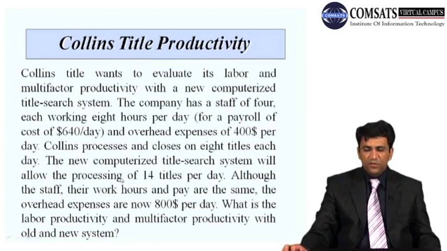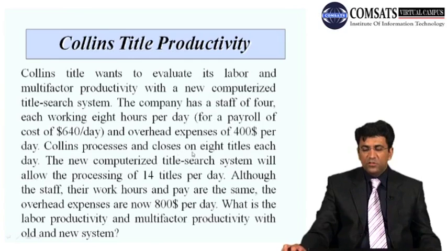So in this particular example, if you read this statement, the company has a staff of 4, each working 8 hours per day. This information gives you the total labor working hours. If we multiply 4 by 8, it will be equal to 32. It means 32 hours are being consumed by the staff. There are different costs given, that is the $640 per day payroll, and there is another overhead expense, that is $400 per day. What is the output? Let's see in this example what your output is.